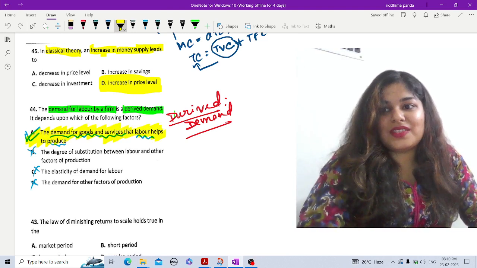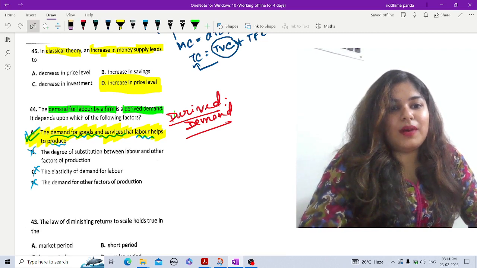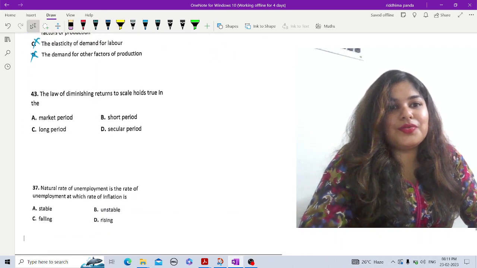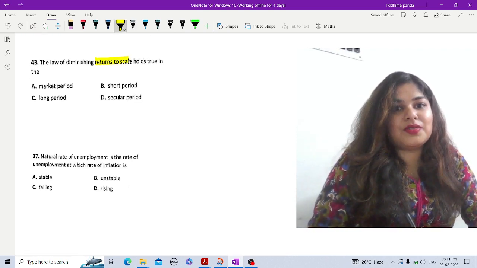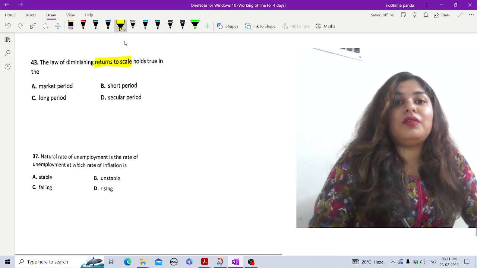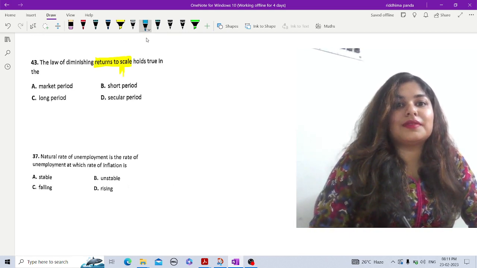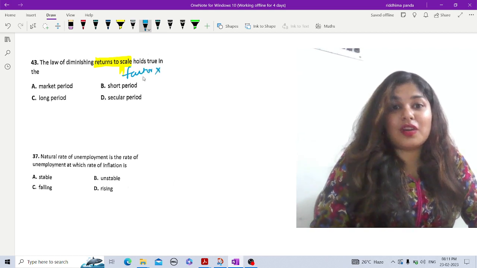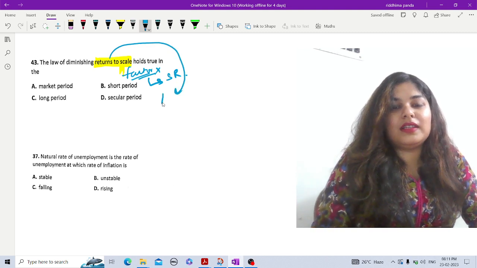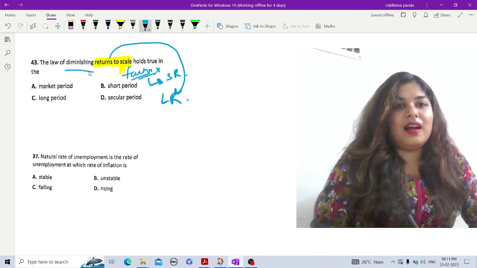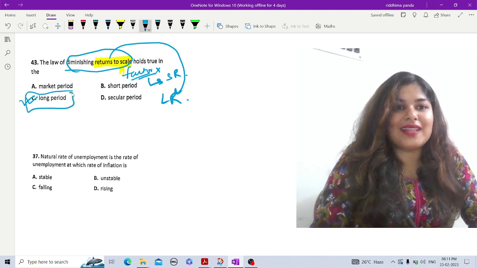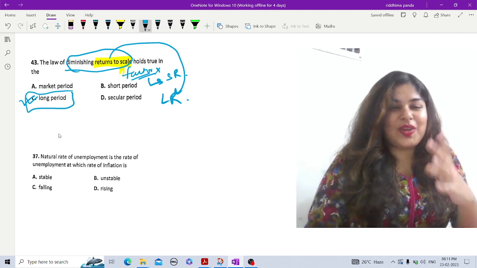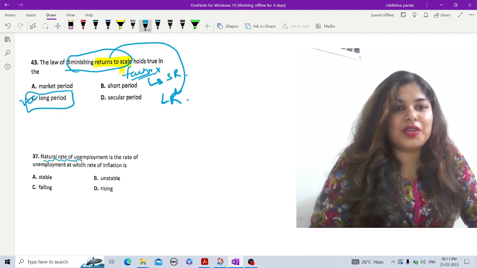Okay. Next question is about the law of diminishing returns to scale. Now in this question you have to note that here it is returns to scale. It is not talking about factor. अगर एक factor की बात करें तो short run होगा, लेकिन scale की बात करें तो long run होगा, यानी कि हम यहाँ पे DRS की बात कर रहे हैं तो ये basically long run period में ही होता है. So answer is C.